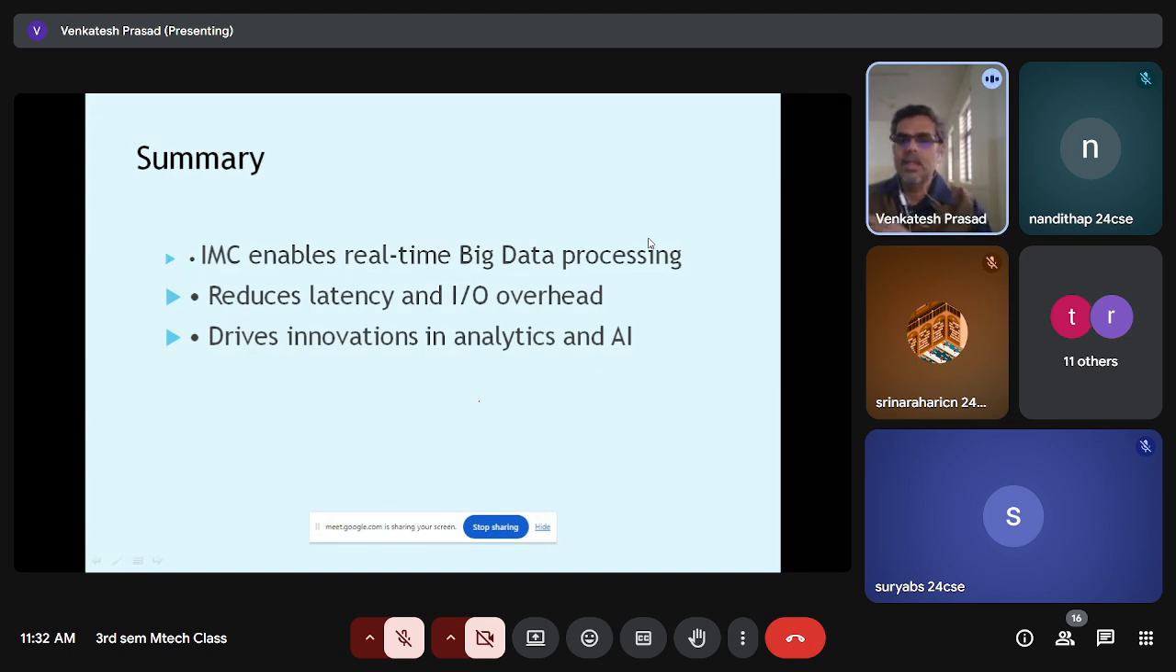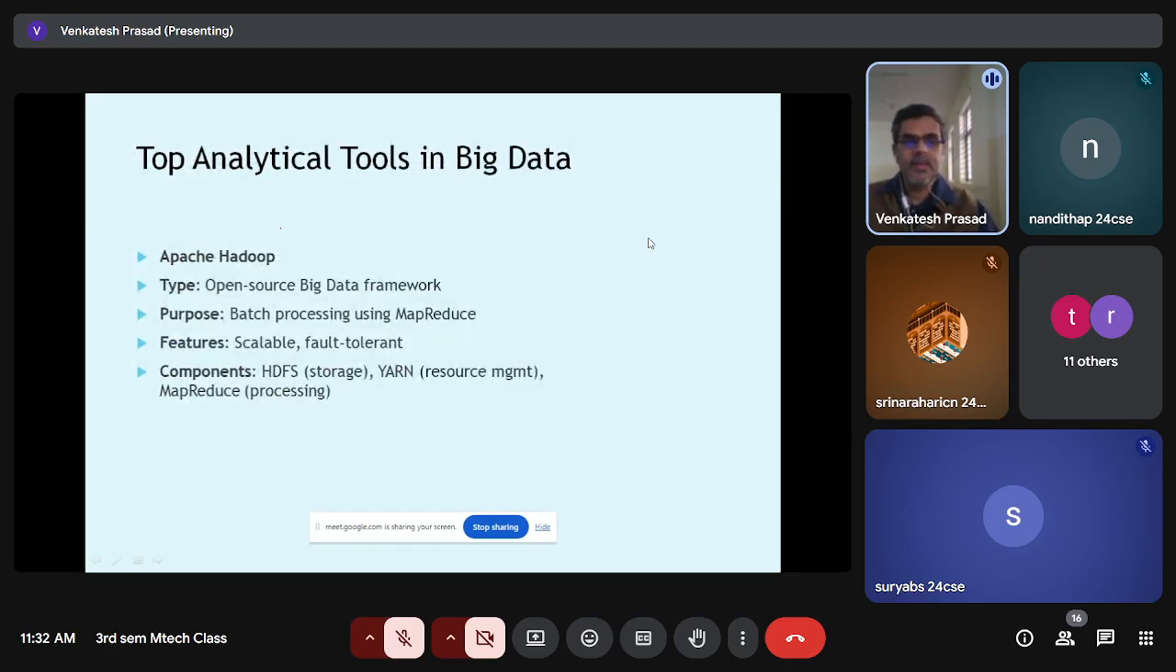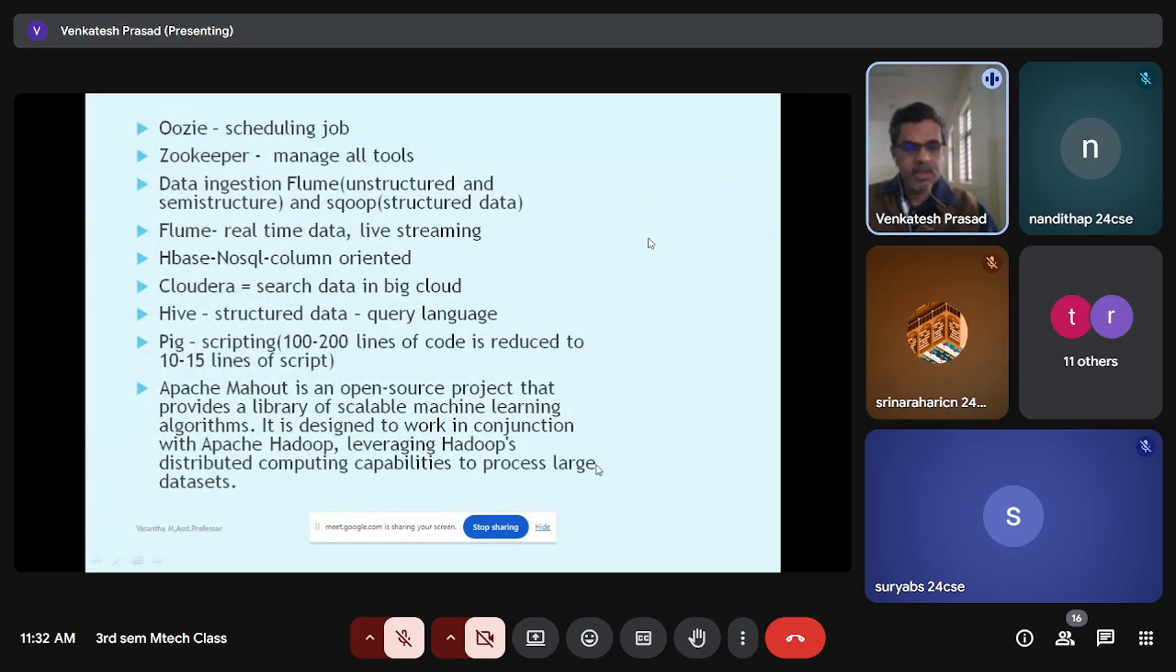It's used in real-time data, big data processing, data analytics, AI, everywhere, wherever the latency and IO overhead have to be reduced and wherever the performance has to be improved. So we'll stop here, and from next class we'll go into Hadoop and HDFS. Any questions?